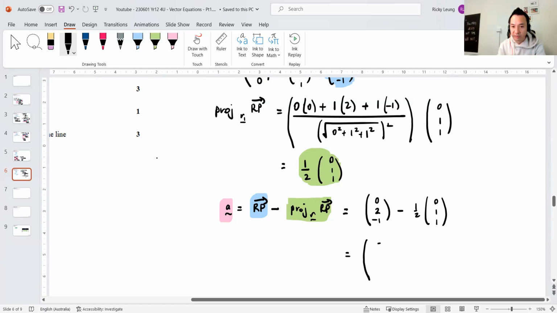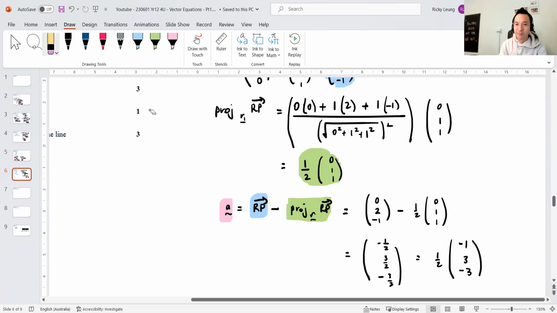0 minus a half is -½, 2 minus a half is 3 on 2. -1 minus half is -3 on 2. So that's A, but if you're amazing, maybe factorize a half out. So you get -1, 3, and -3. Is that right? No. 0 minus a half times 0 is 0, my friends. Oh God, one of those days. 0, 3, -3. Perfect. Got A.